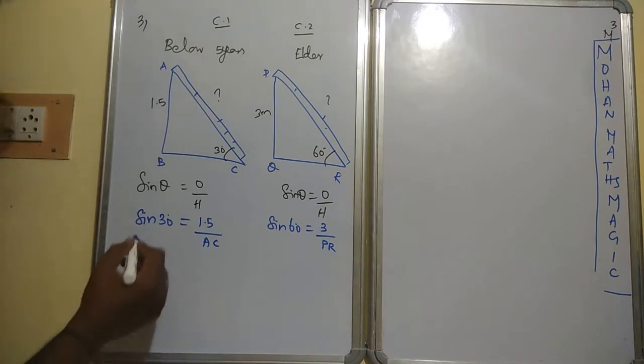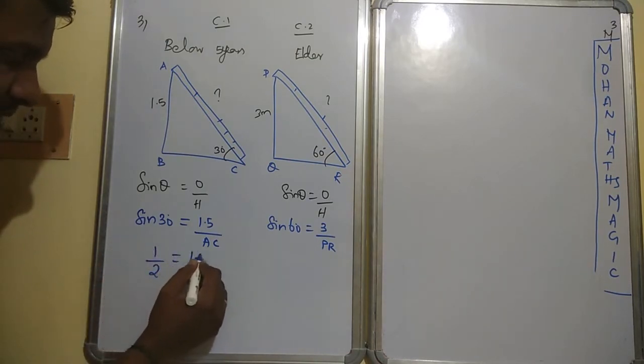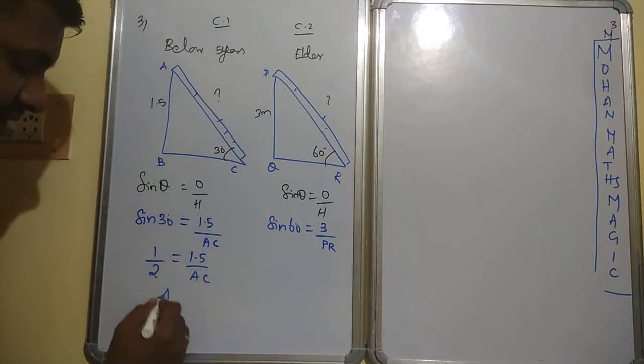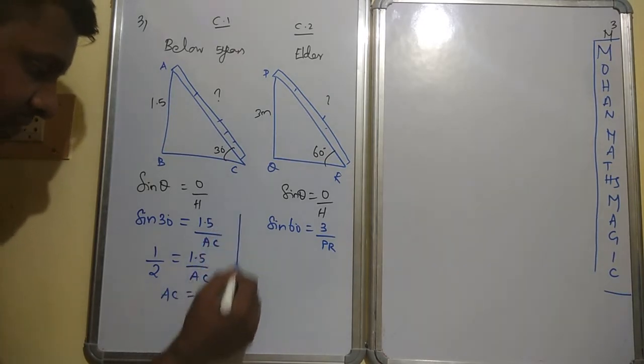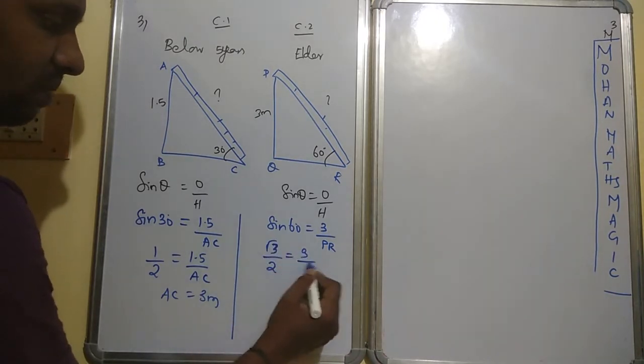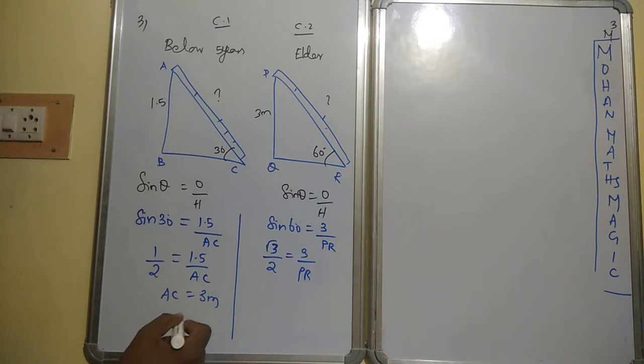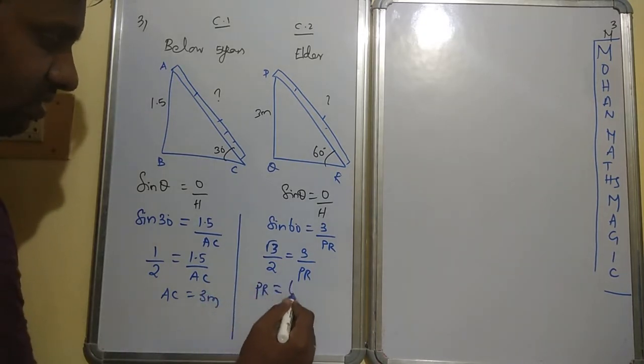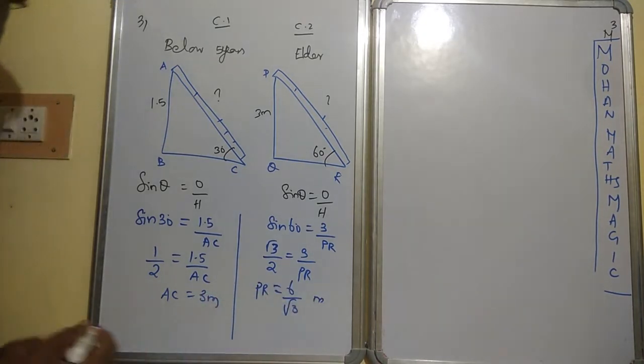Okay, so sin 30 value 1 upon 2 equal to 1.5 upon AC. If you cross multiply, AC equal to 3 meter. This is for below 5 years. And sin 60 is root 3 upon 2 equal to 3 upon PR. If you cross multiply, you get PR equal to 6 upon root 3 meter. If you want to rationalize the denominator, we can rationalize the denominator. So if you rationalize, you multiply by root 3 by root 3. So 18 upon 6 root 3 by 3, you get 2 root 3 meter.